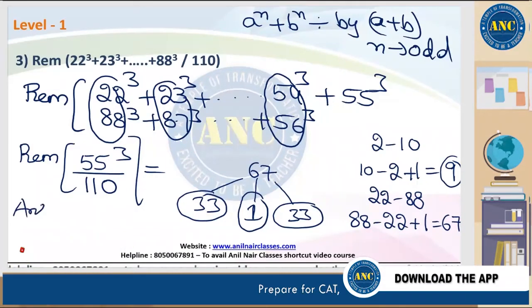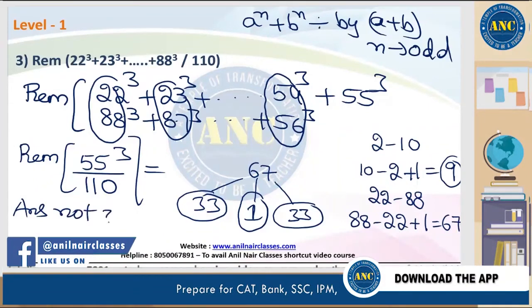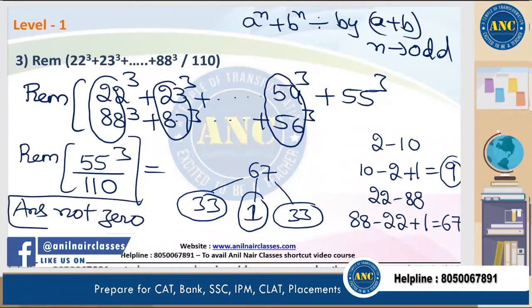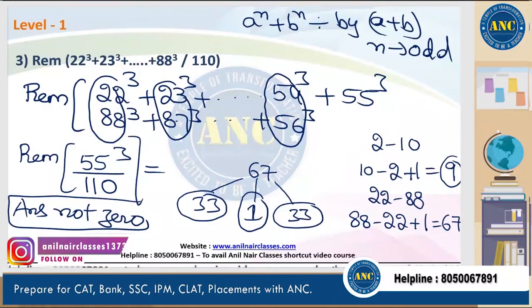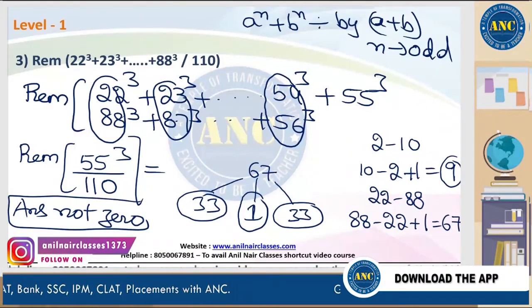Why is the answer not 0? I hope the idea is clear.